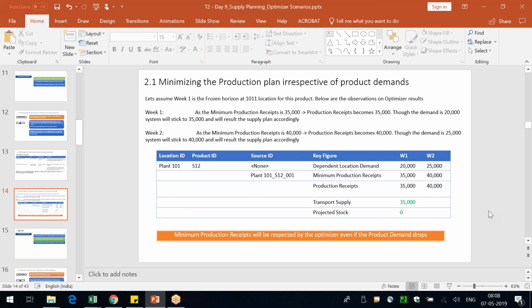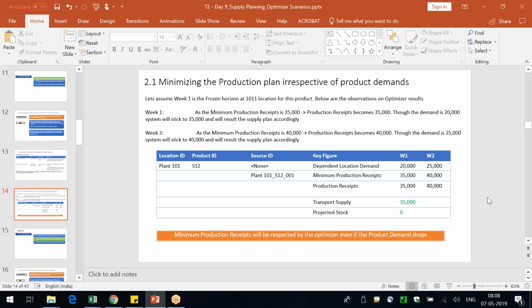If warehouse 1 also has a high inventory holding cost rate, the system will try to find where else it can keep this extra stock of 15,000. The planner has given a constraint and maintained the minimum production receipts. I stick to it. I did extra production and I have this extra stock. Where should I keep it? To what location can this plant 101 ship it? Wherever the inventory holding cost rates are low, it will send it there.